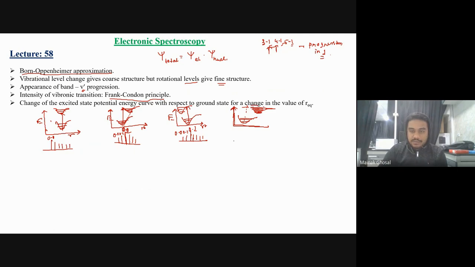So in the spectra it will look like this, increasing, and then like this. There will be a continuum because you have changed it so much that it goes to the dissociation limit. So the molecule in the excited state will dissociate. So these four are the possibilities of the change of the excited state potential energy curve with respect to the ground state.